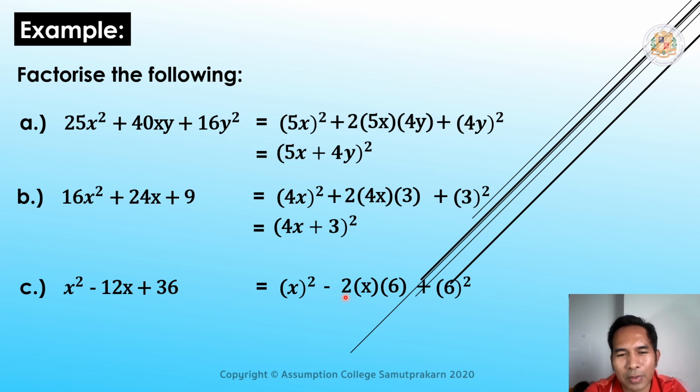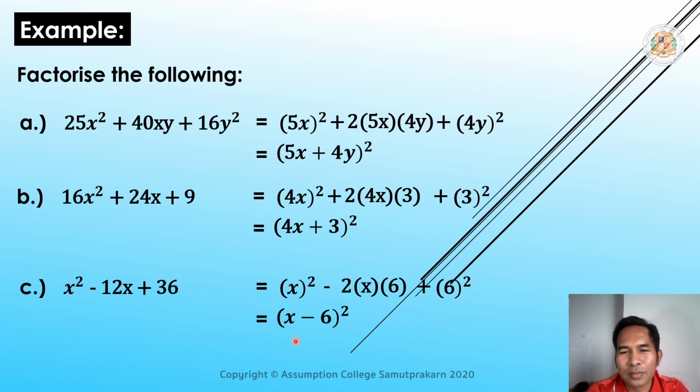And again, check the middle term. The middle term, 2 times 6 is 12, times x is 12x, minus 12x. So that means this is a perfect square, because this is a perfect square, and this is 2 times. So again, what is the factor? The quantity a minus b squared. So a is x, b is 6. So x minus 6 quantity squared.